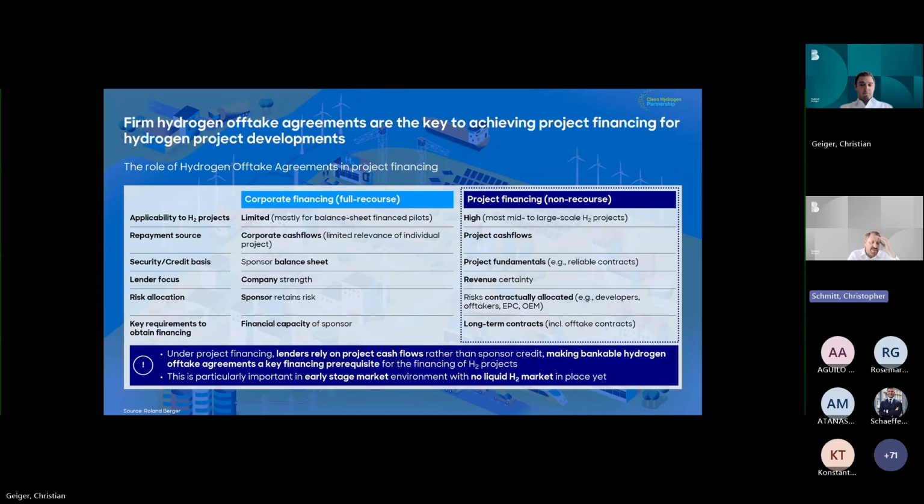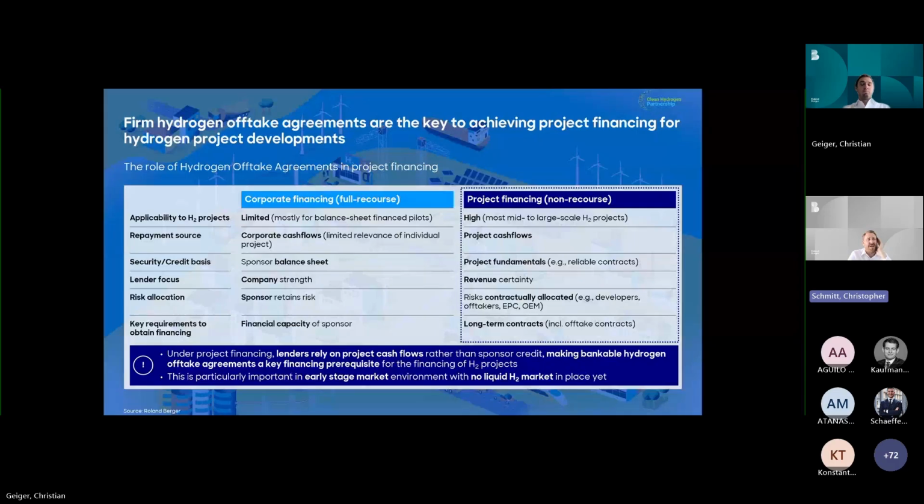And before we start with that, maybe the very fundamental question: why is the specific design and structuring of offtake agreements actually such a big deal in the current market environment? And the answer might seem trivial, but I think it's important to remind ourselves of the key drivers for that at the beginning of this discussion. And there's basically two reasons.